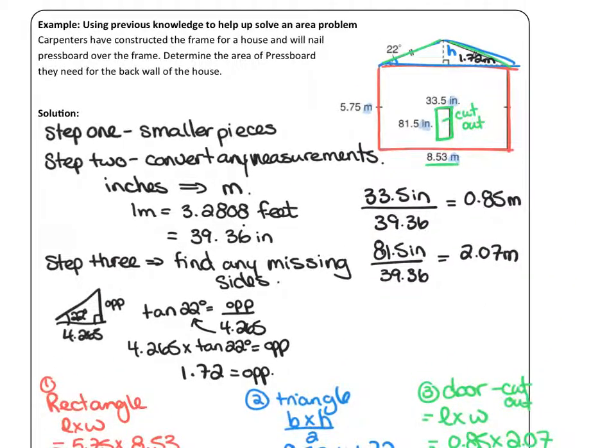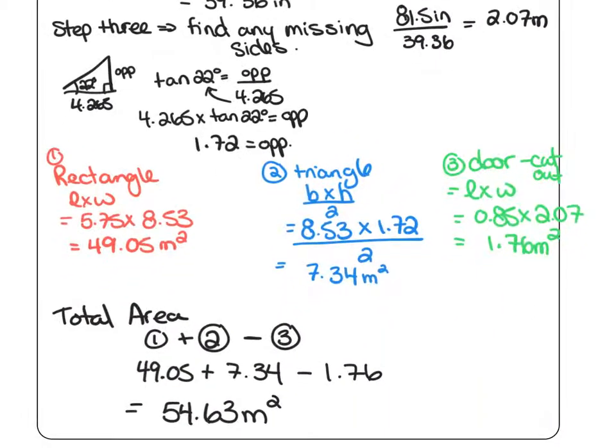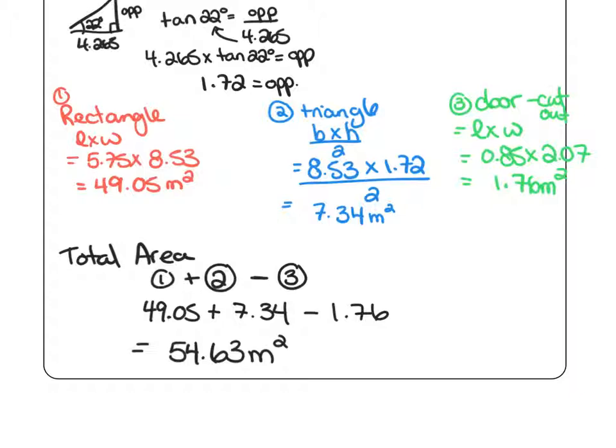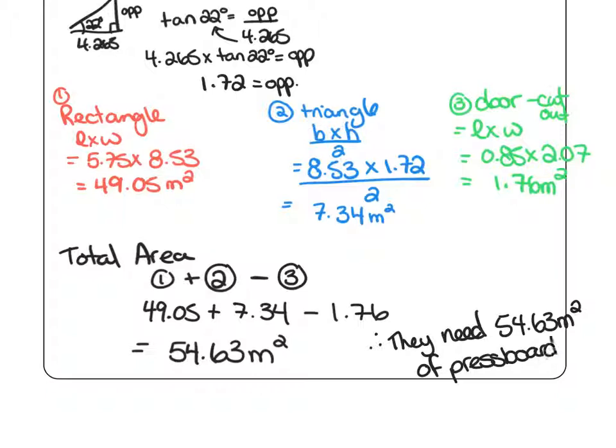So we can go back to the question. Determine the area of pressboard they need for the back wall of the house. Now the total area for the pressboard minus that cutout is 54.63 meters squared. So you can write a sentence. They need 54.63 meters squared of pressboard. And that is how it is done.